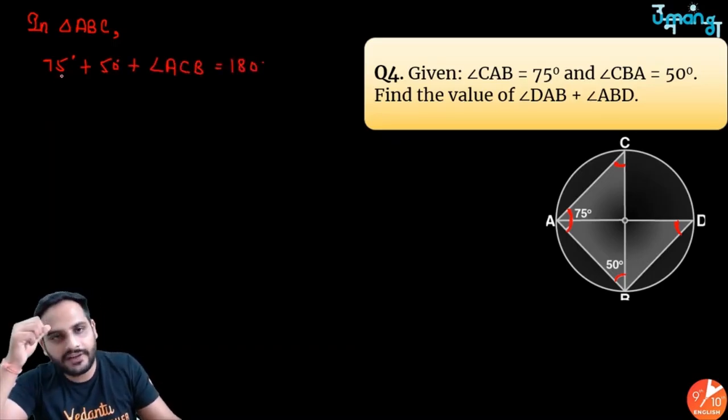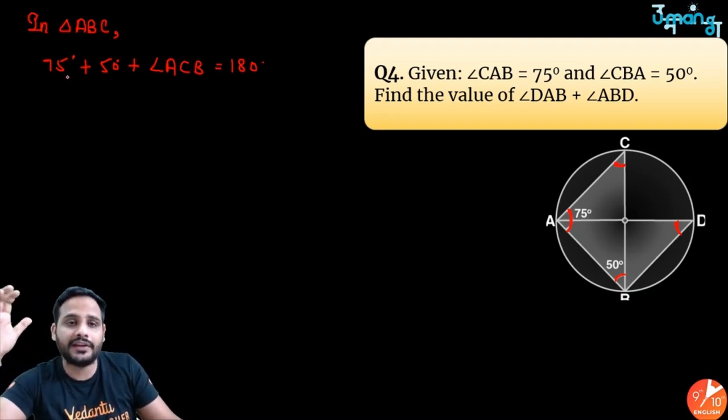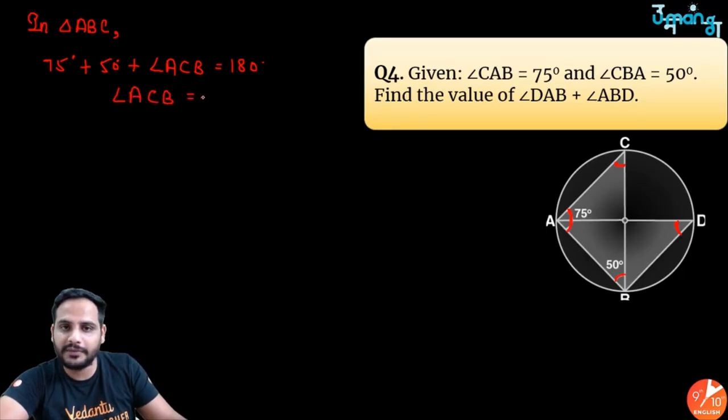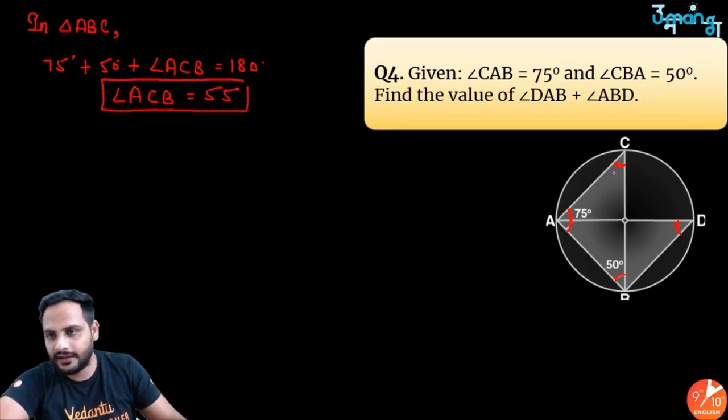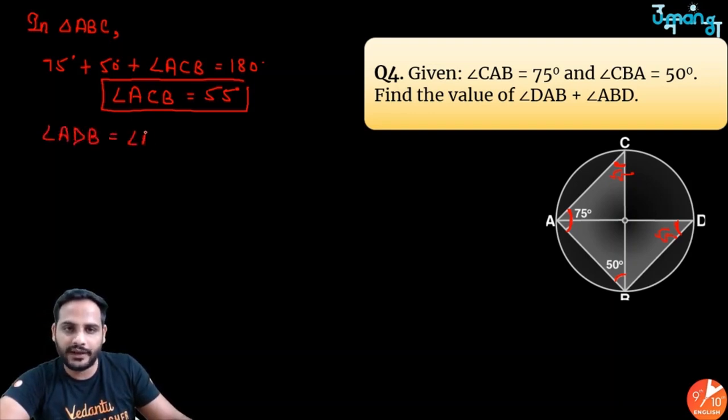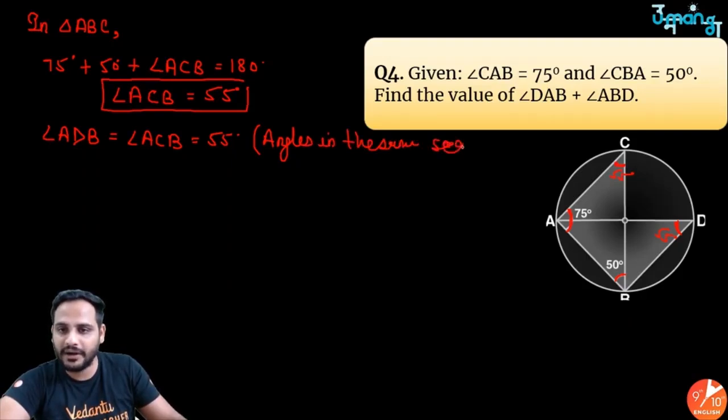So 75 plus 50 is equal to what? 125. So angle ACB is equal to 180 minus 125, which is equal to 55 degrees. So if angle ACB is 55 degrees, angle ADB will also be 55 degrees. So angle ADB is equal to angle ACB is equal to 55 degrees because they are angles in the same segment. Which segment am I talking about?